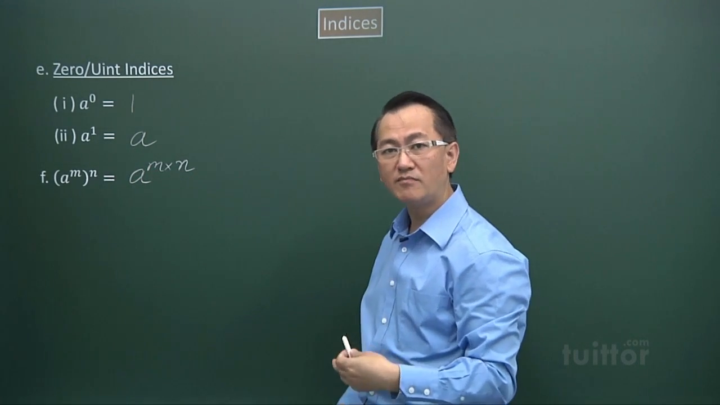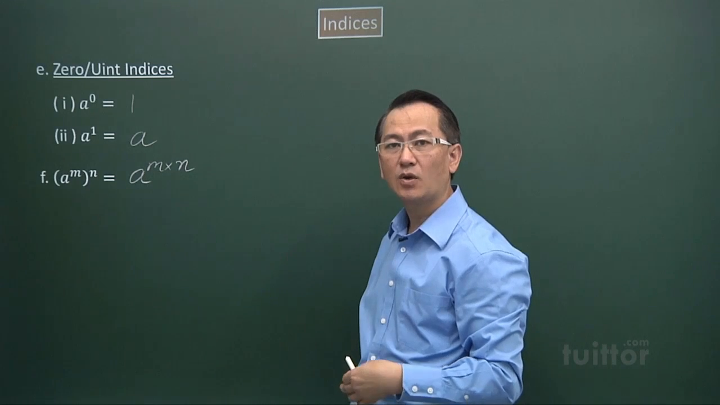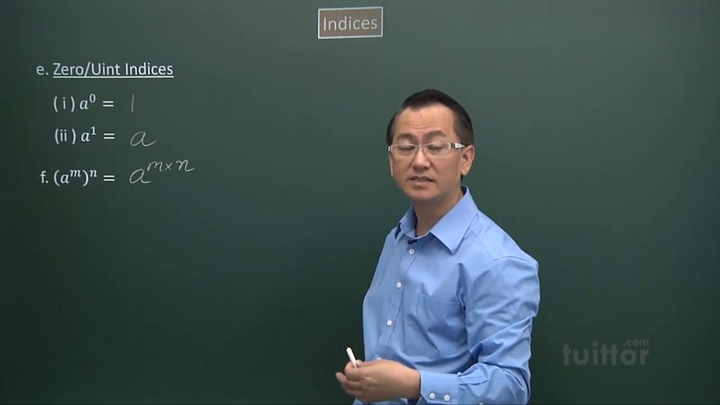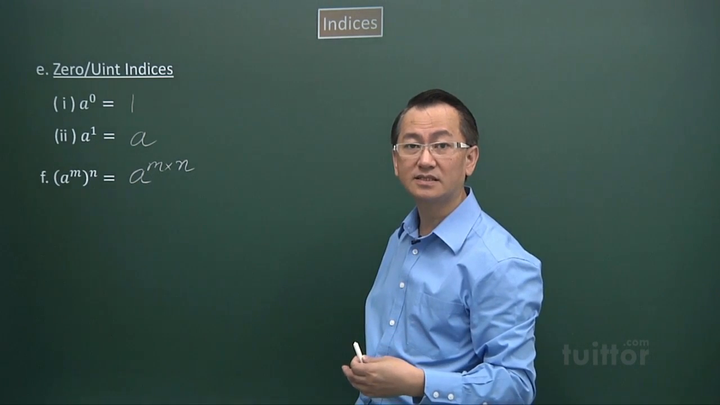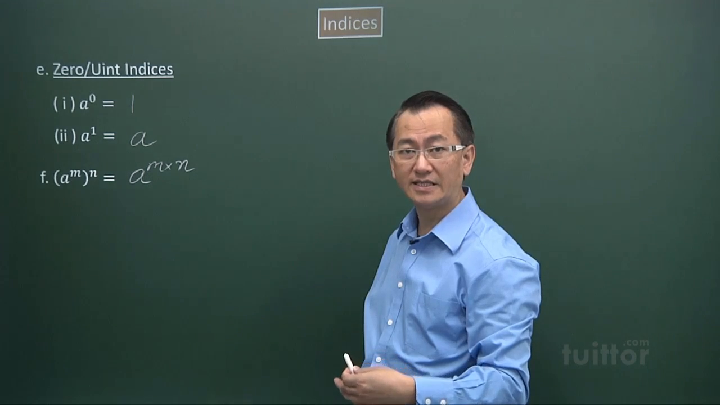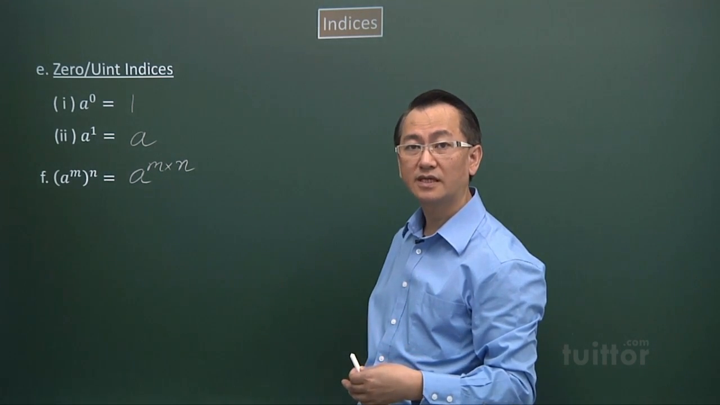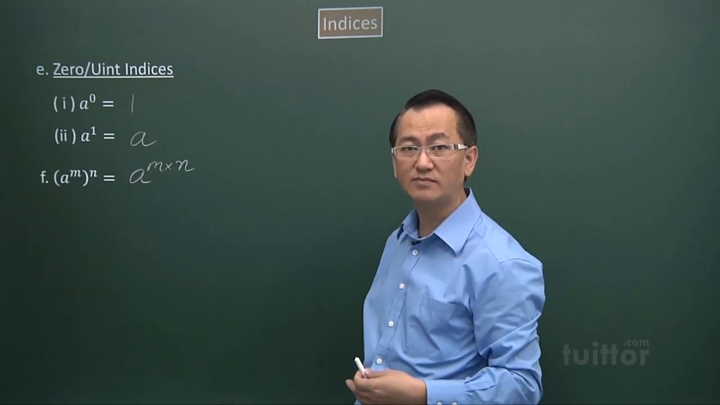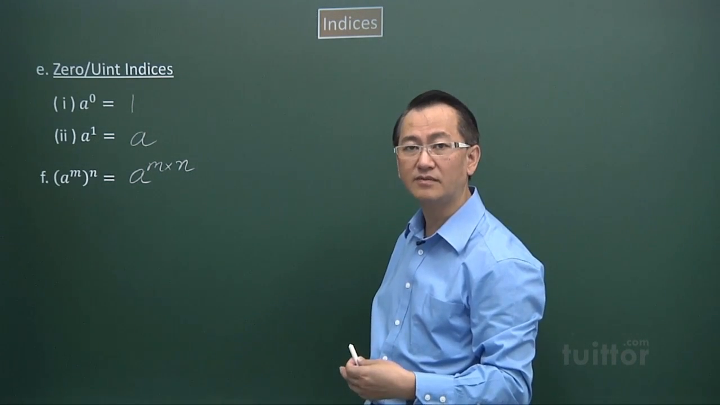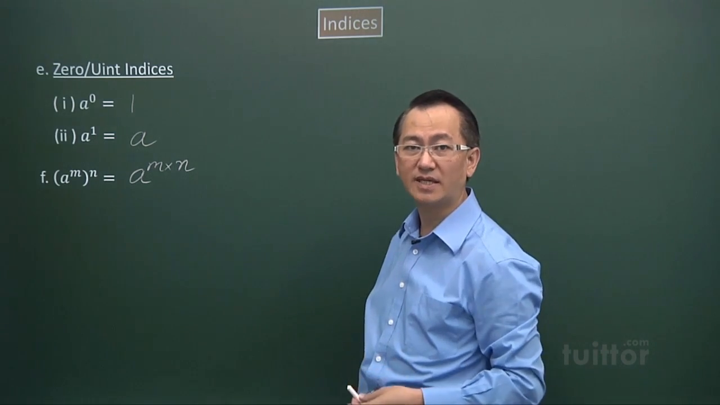So when we remember the rules of indices, we think in terms of perhaps same bases, same indices, negative indices, roots, and these special names that we have given to you, so that it's easier to categorize them and then recall them systematically.